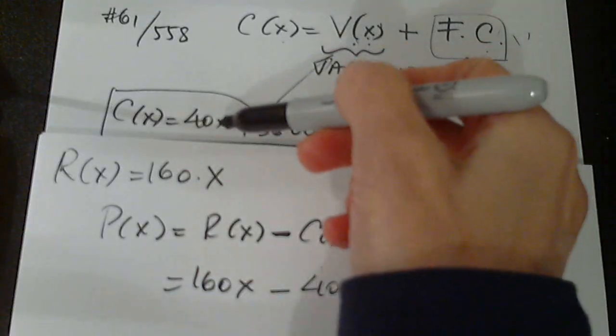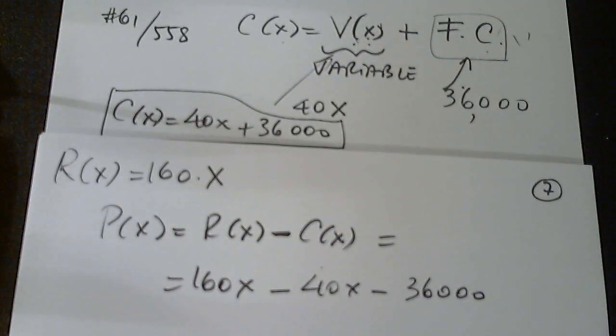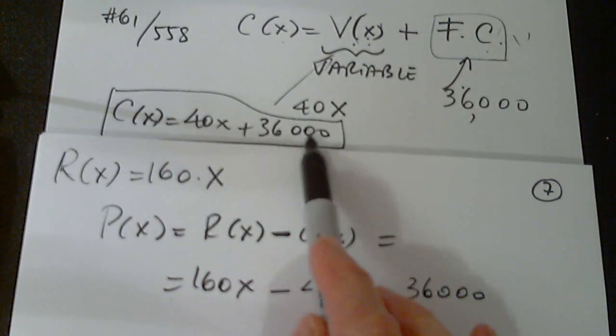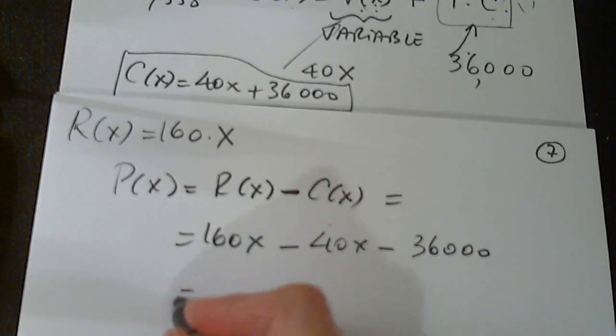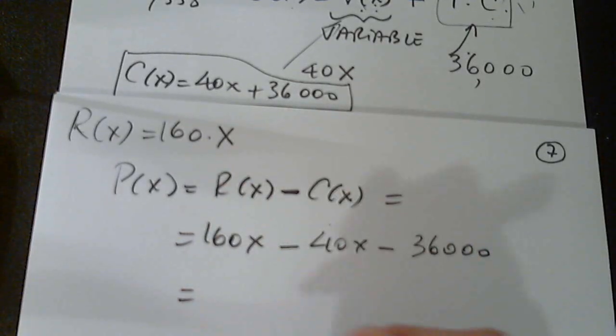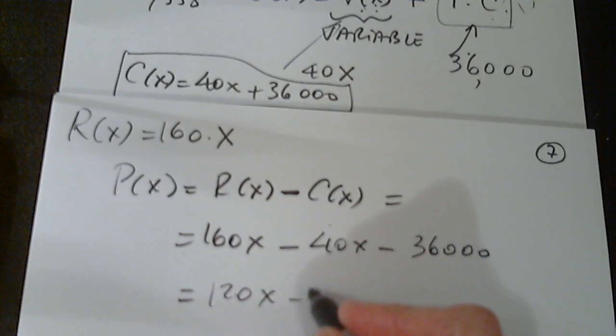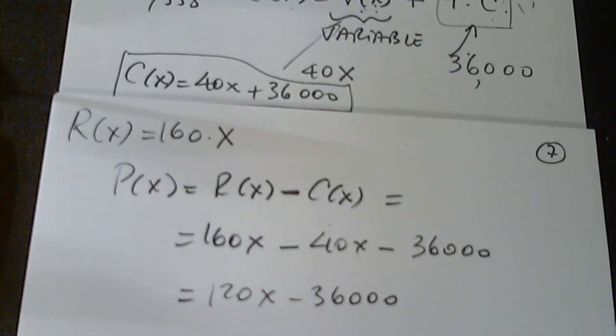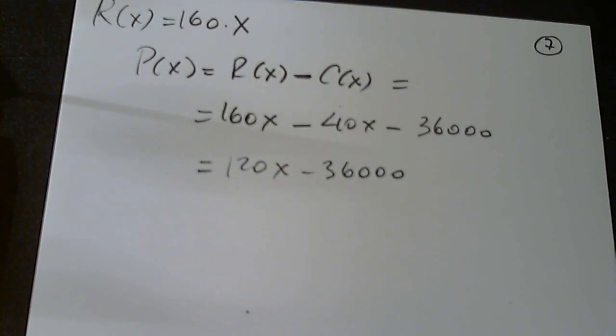Some students subtract the variable, but they add the fixed. No, we cannot add the fixed cost to the revenue. So we have to subtract the variable as well as the fixed. So then the final answer here for the profit is 120x minus 36,000.